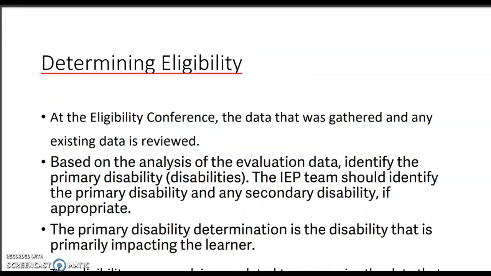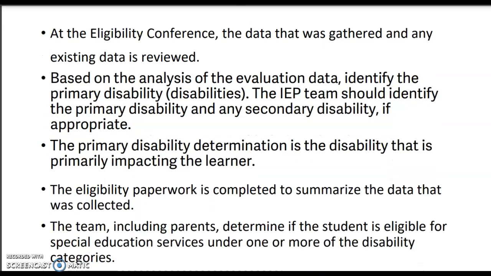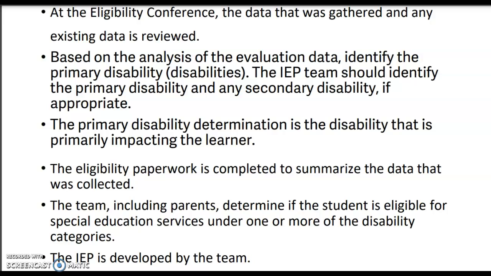So in determining eligibility, at the eligibility conference, the data that was gathered and any existing data is reviewed. And then based on the analysis of the evaluation data, the team identifies the primary disability, or if there are a primary and a secondary disability, those are identified. The IEP team should identify the primary disability and then any secondary disability if it's appropriate. The primary disability determination is the disability that is primarily impacting the learner.